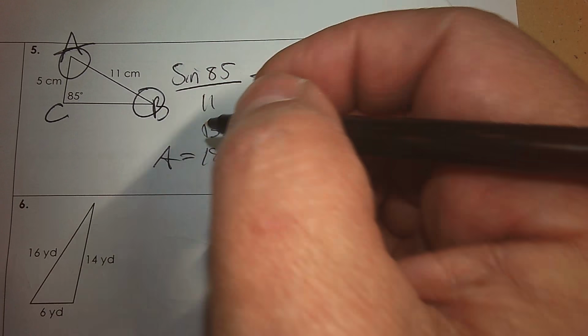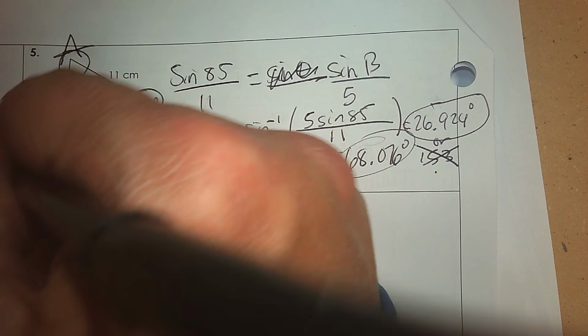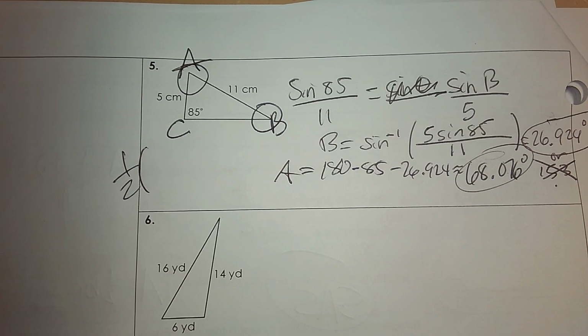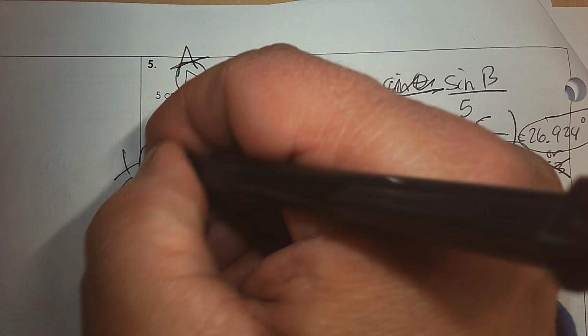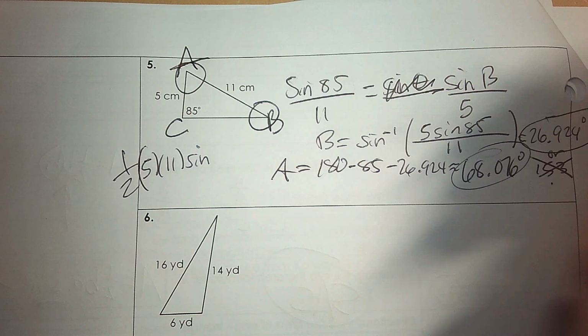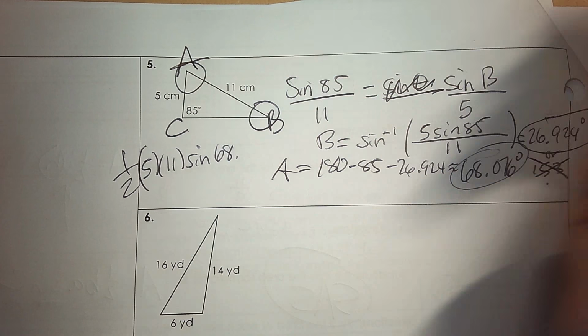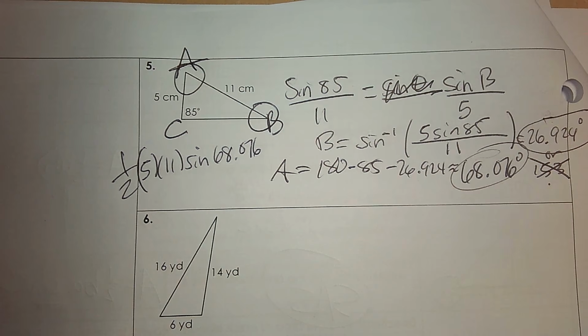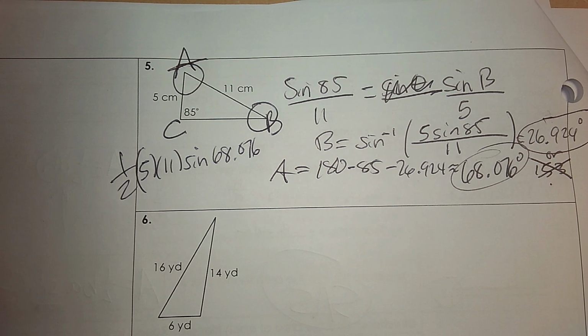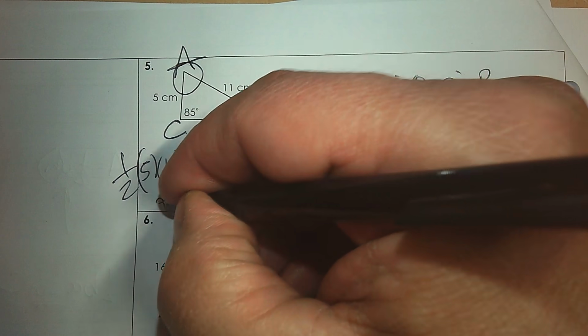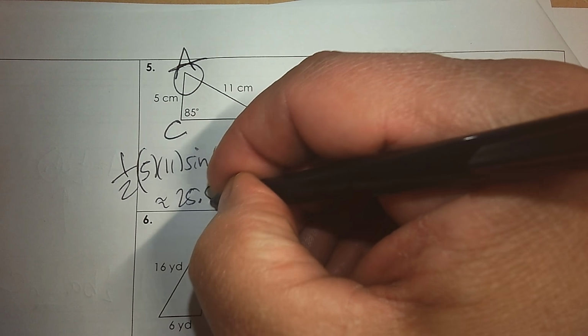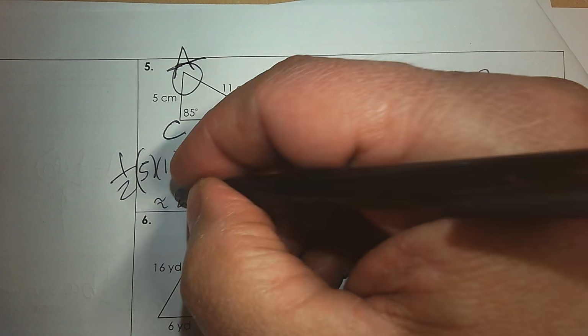So what's the area of the triangle is 1/2 times 5 times 11 times the sine of 68.076. And you get 25.511 centimeters squared.